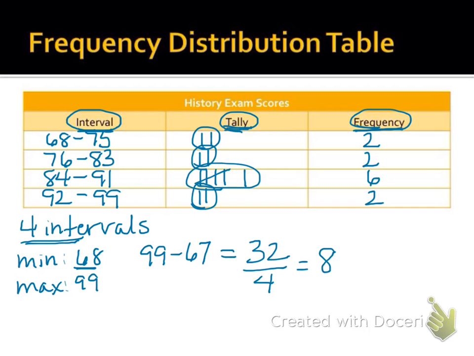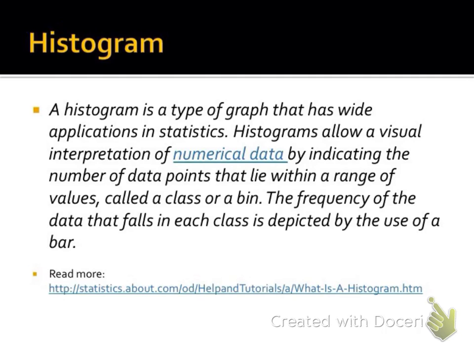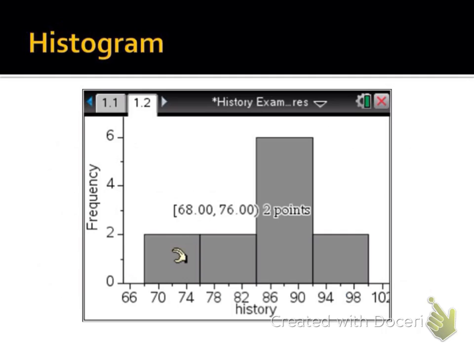Okay? And then finally, we can use this to make a histogram. A histogram is a type of graph that has wide applications in statistics. Histograms allow a visual interpretation of numerical data, it's got to be numerical, by indicating the number of data points that lie within a range of values, called a class or a bin. The frequency of the data that falls in each class is depicted by the use of a bar. So it looks a lot like a bar graph, but there are some very keen differences.